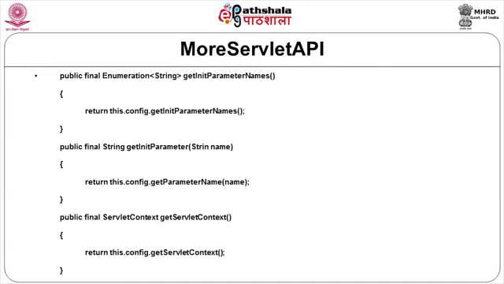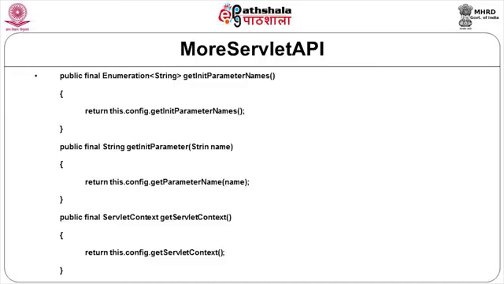So, we have public final method returns a String, getInitParameter takes a String as parameter, implementation is return this.config.getInitParameter, and parameter is whatever is the parameter here. We have name here as a parameter, pName. Let us repeat pName here in the invocation. So, that is the implementation of 3 of those methods.